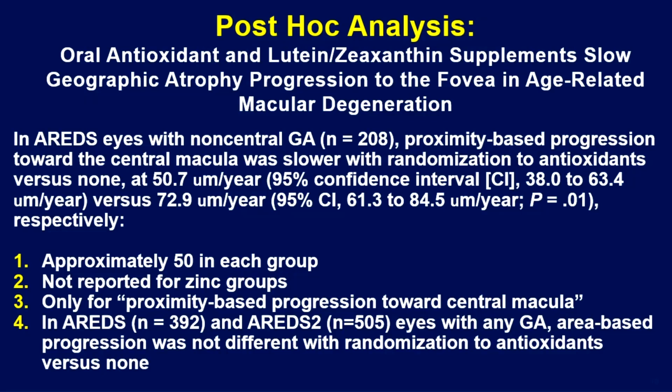So whenever you start breaking down thousands of participants into small groups of 50 or 60, you might find a group that just by chance alone has a benefit. There was no benefit shown for the zinc groups, and it was only for what was called this proximity-based progression towards central macula. In AREDS and AREDS2, with many more eyes that had any geographic atrophy, this area-based progression was not different from randomization to antioxidants versus none alone. In other words, only this very specific group of 50 in each group.